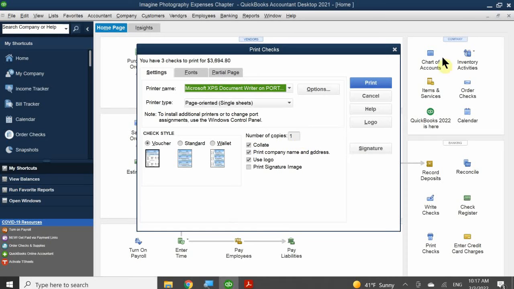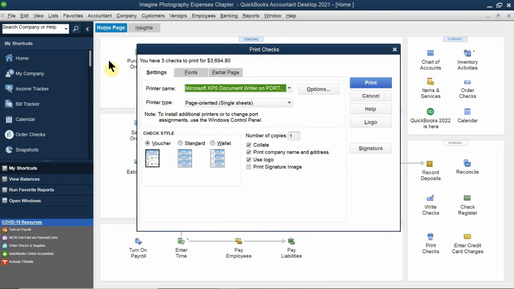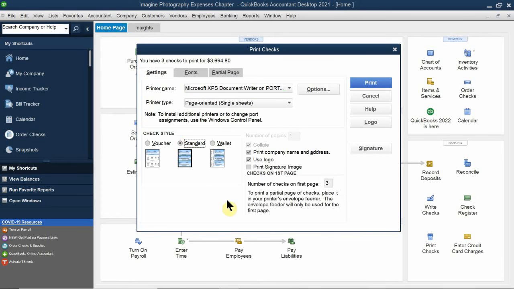All right. So again, what do you want on there? If you choose voucher style, you can have all the information that you want to have on here because you are printing on a piece of paper. But I want staggered, okay? So I can print all three checks into one page and I'll be okay with that.